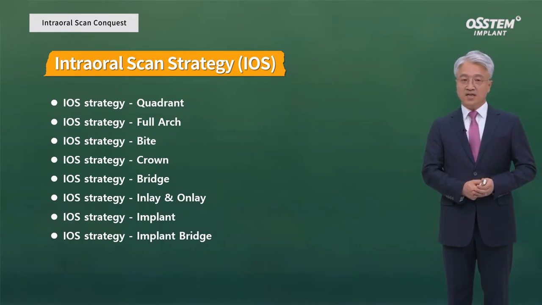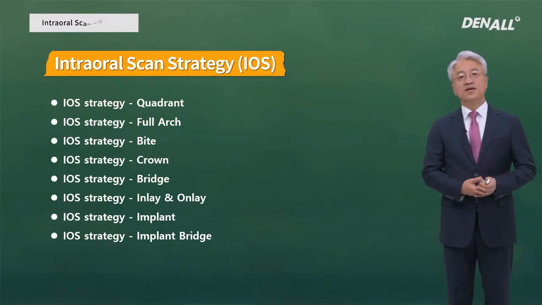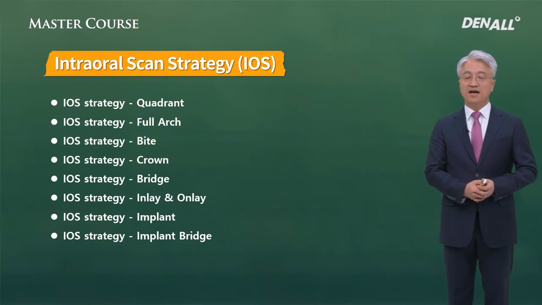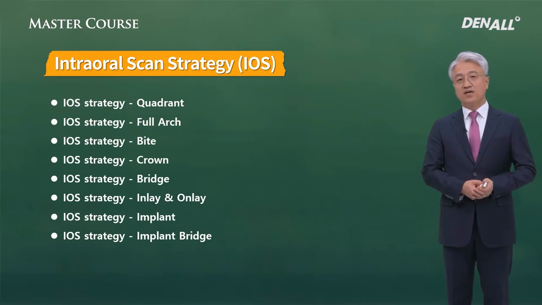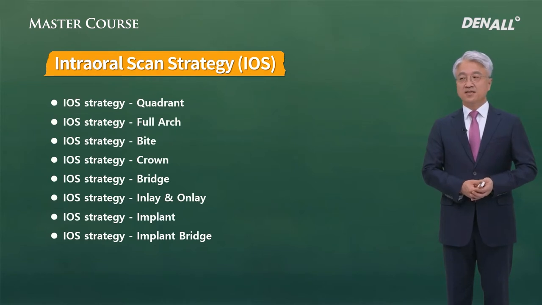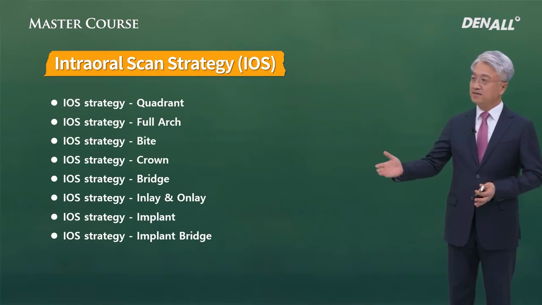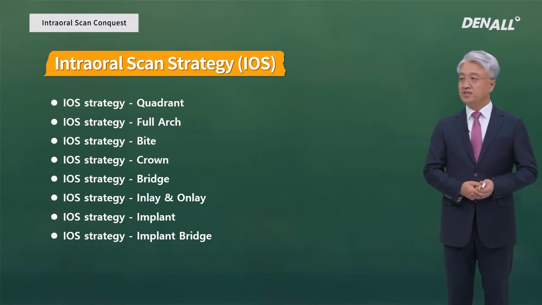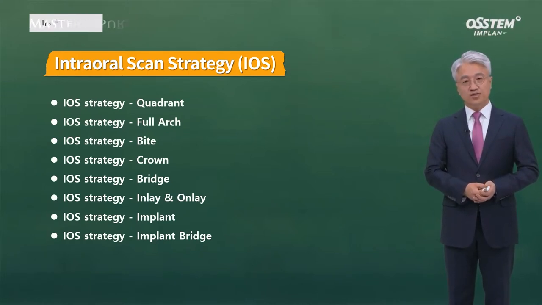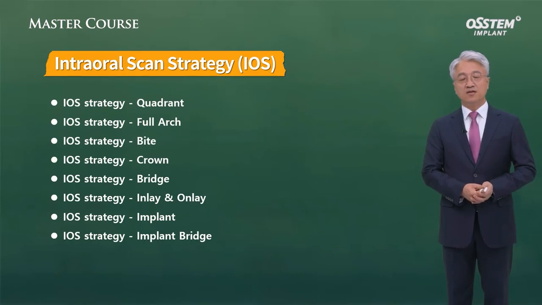Just because you do a thorough job with the intraoral scanner, it does not mean that the patient condition is accurately transferred to data. There can be a lot of error or distortions. How could we reduce such errors using oral scanner? You need to apply different scanning strategies for different cases, say by scanning quadrant or full arch, bite, crown, bridge, inlay and onlay, and implant. By doing this, you'll be able to reduce error and distortions. If you study this, it'll be of great help in using oral scanner and doing clinical practice modelless.